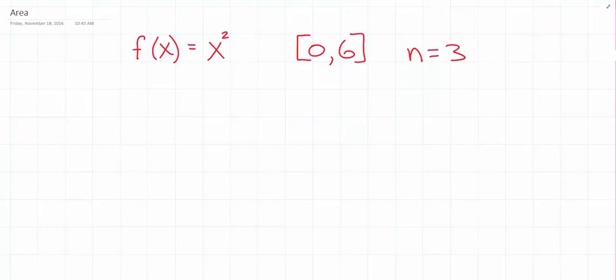Okay, now if I break up that interval from 0 to 6 into 3 equal parts, I want to know what is the width of each one of those parts. I'll call that delta x, and that's going to be 6 minus 0 over 3. I take the width and divide it by how many equal parts, and I get 2. That's my delta x.